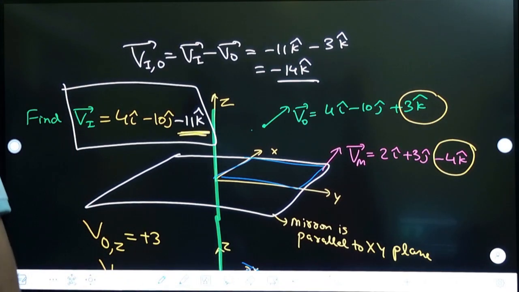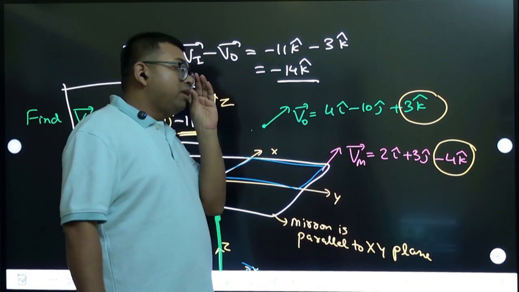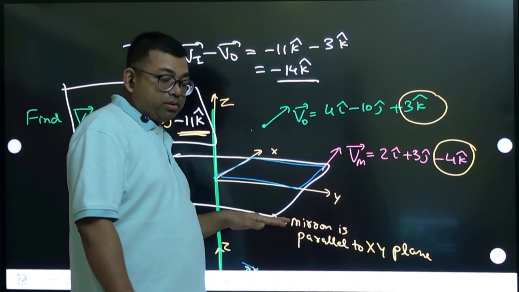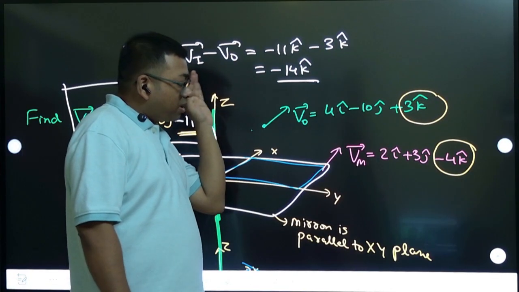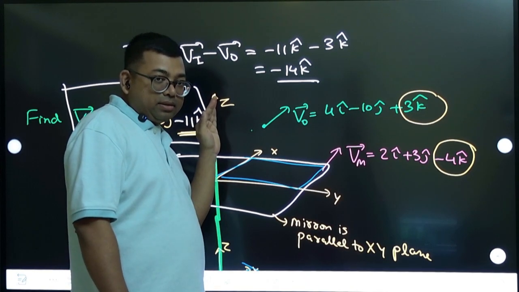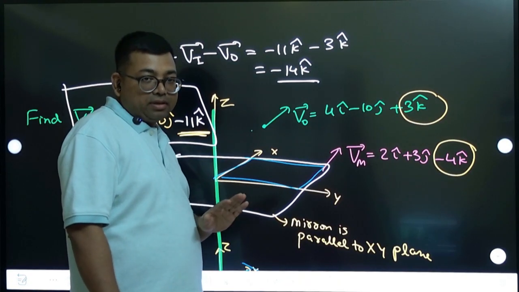So the idea is once you get that, then you can. But the problem is, see what is the problem. Here they have given the mirror along the xy plane. So you can easily decide what is the perpendicular direction, which is the z axis, right? Along the z axis only I have to do the calculation.